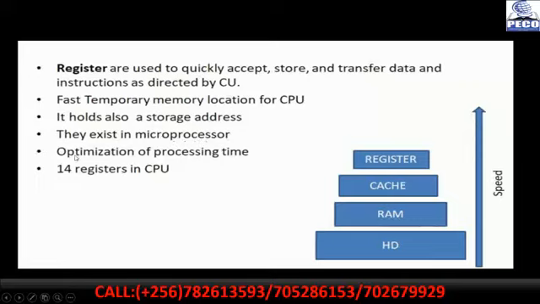And also the optimization of processing time. When we talk of optimization, it is the ability of ensuring that the CPU time or resources are not wasted at any particular moment, so that performance can be highly achieved.